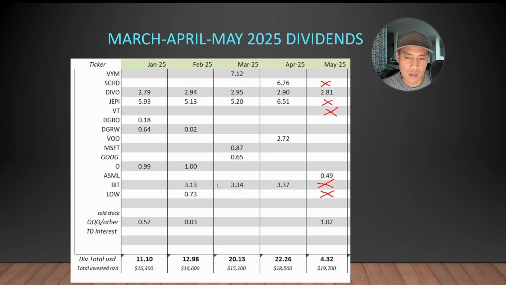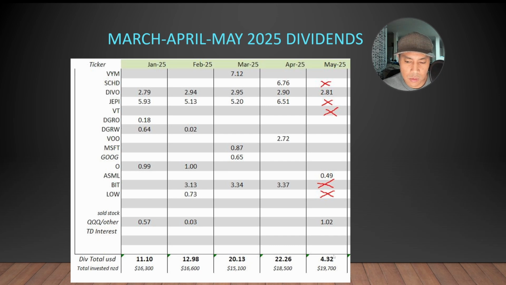Next one is ASML. Now this is a new company for me and this is more growth. I was actually really surprised that they were paying a dividend, but anyway, they gave me 49 cents. Next one is BIT, and there I have sold out of that. The next one is Lowe's, ticker symbol LOW, and I have sold out of that as well. At the bottom over here, it's got QQQ or other. I think this is QQQ, and I got paid $1.02.